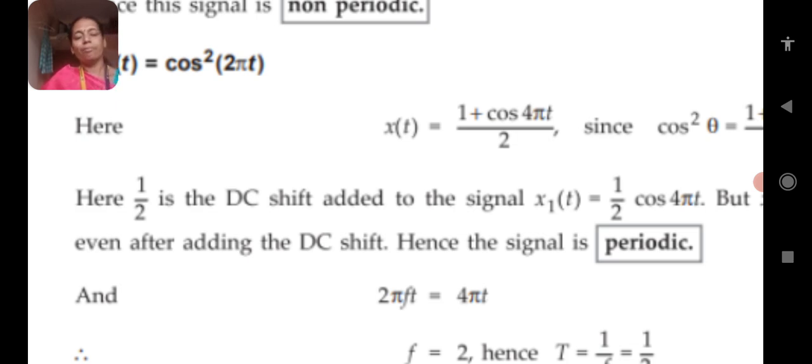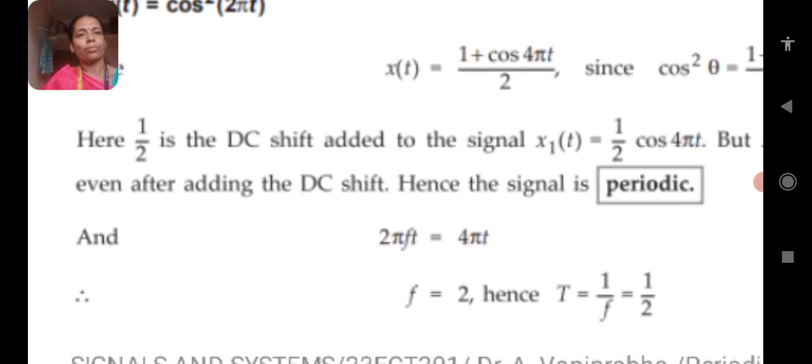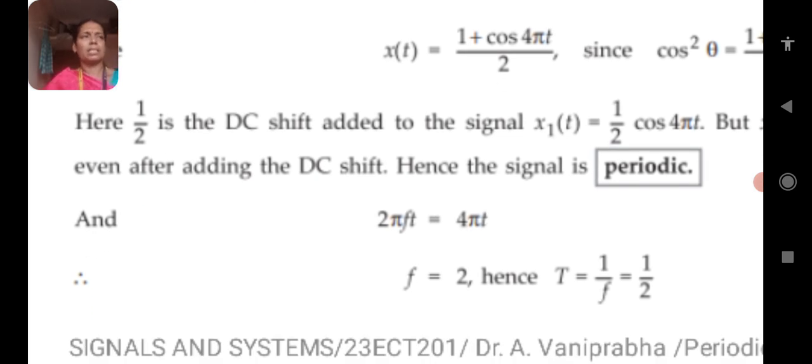But we know a cosine signal is nothing but a shifted sine wave, right? So here this is a DC shift added to the signal, and we all know any sine signal or cosine signal is periodic in nature. Therefore, the given signal is periodic, provided it is a shifted cosine signal, right? And also we can verify the signal using a mathematical equation.